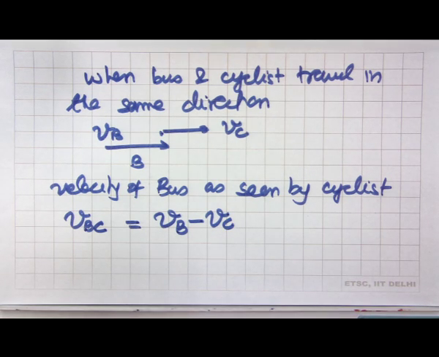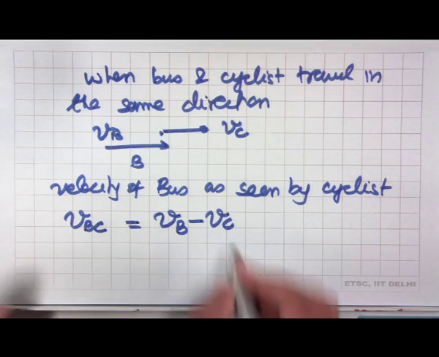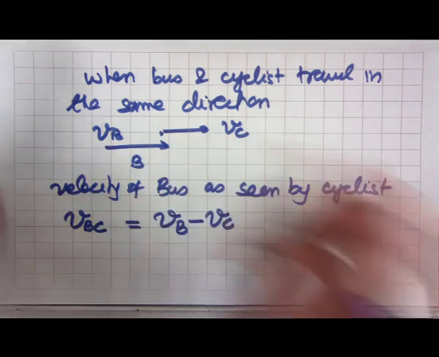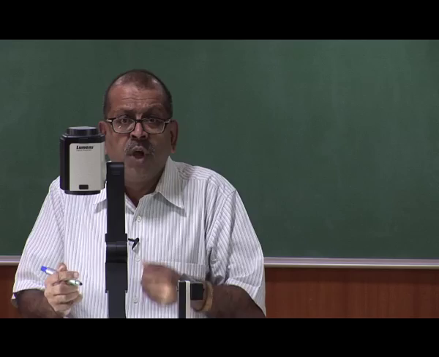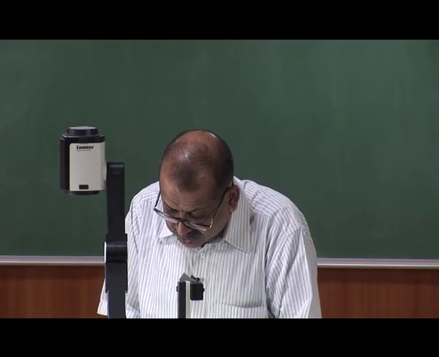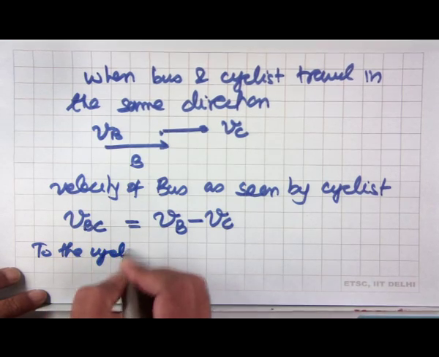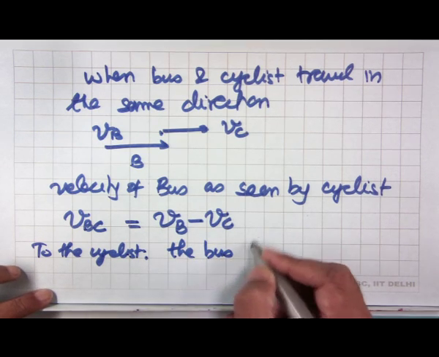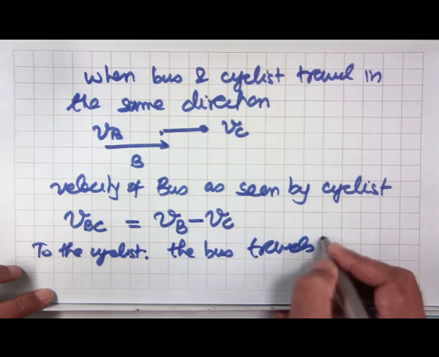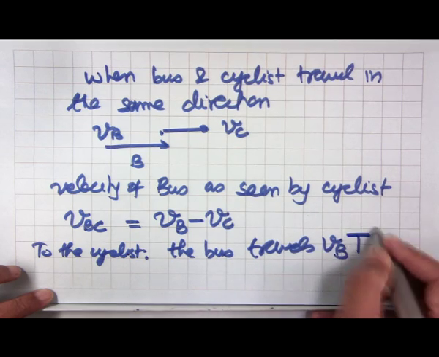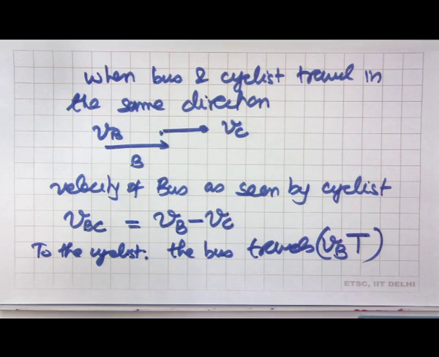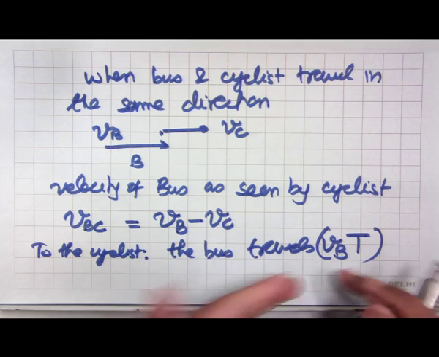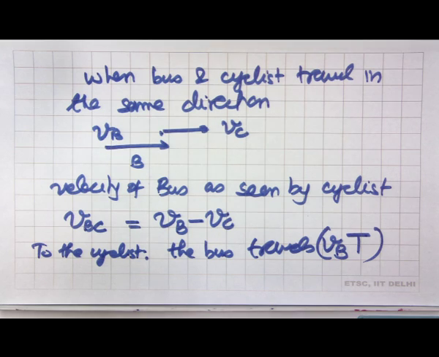And in this frame, when the cyclist is travelling, to him it will appear that the bus travels Vbt, the distance between two successive buses, when it overtakes him. So, the distance in the frame of the cyclist which is there is Vb times t.